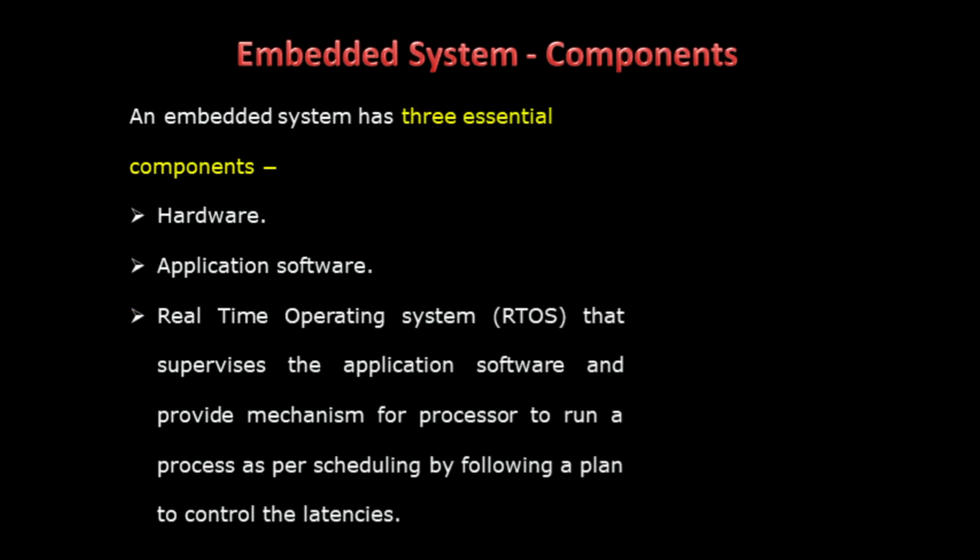Next, we study the components which are used to design the embedded system. Embedded systems are mainly designed using three basic components. Number one, the hardware component; then the software component; and the third one is the real-time operating system, simply called RTOS. This real-time operating system supervises the application software and provides a mechanism for handling the instructions executed by the processor. It is continuously monitored by the RTOS component.